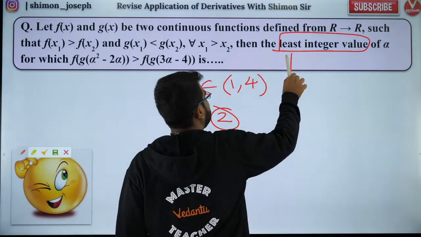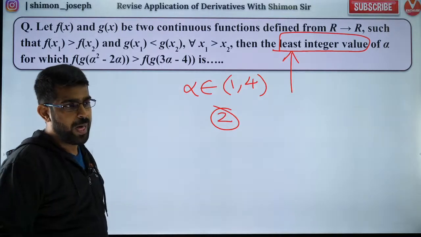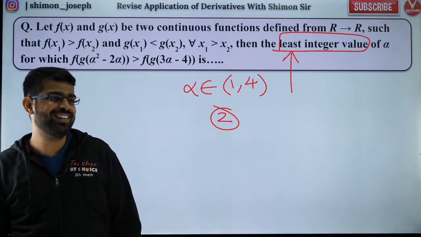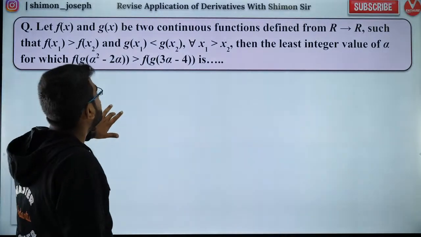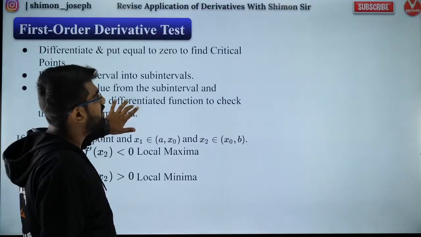Which is least? 2 or 3? Is it 3? Huh? 2 is least now. Of course 2 is the answer. Got it? So guys, I will continue the remaining topics in the next class.